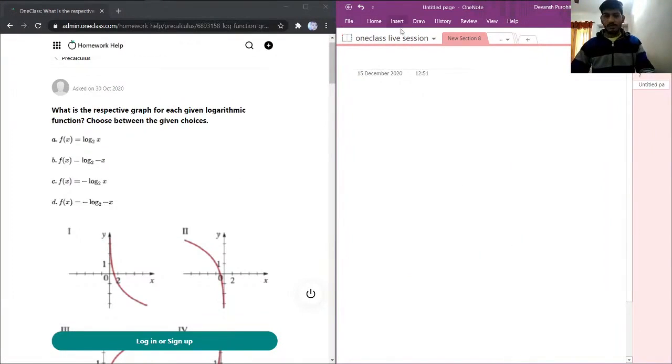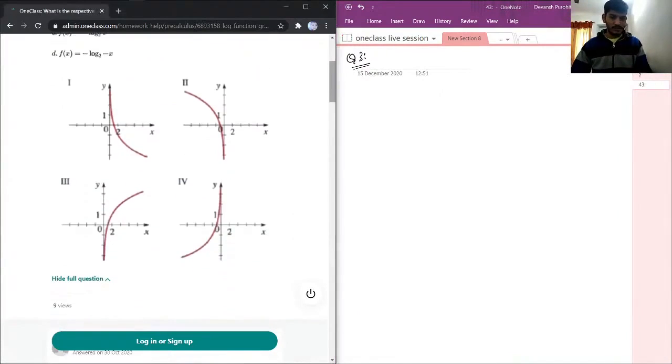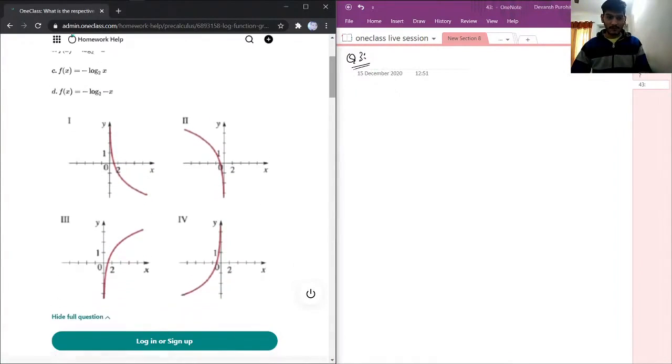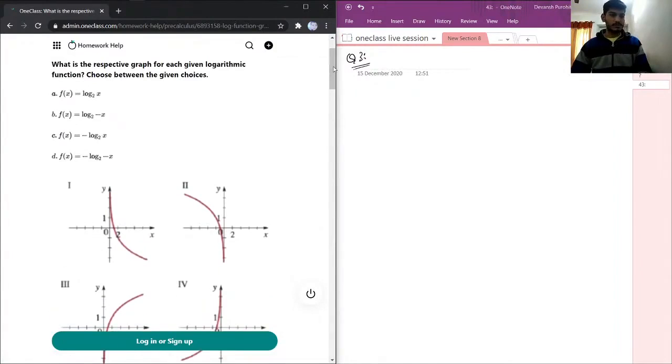Now we move towards question number 3. What is the respective graph for each given logarithmic function? Choose between the given choices. Here we have 4 choices and 4 graphs, so we need to just match the correct choice with the correct graph.